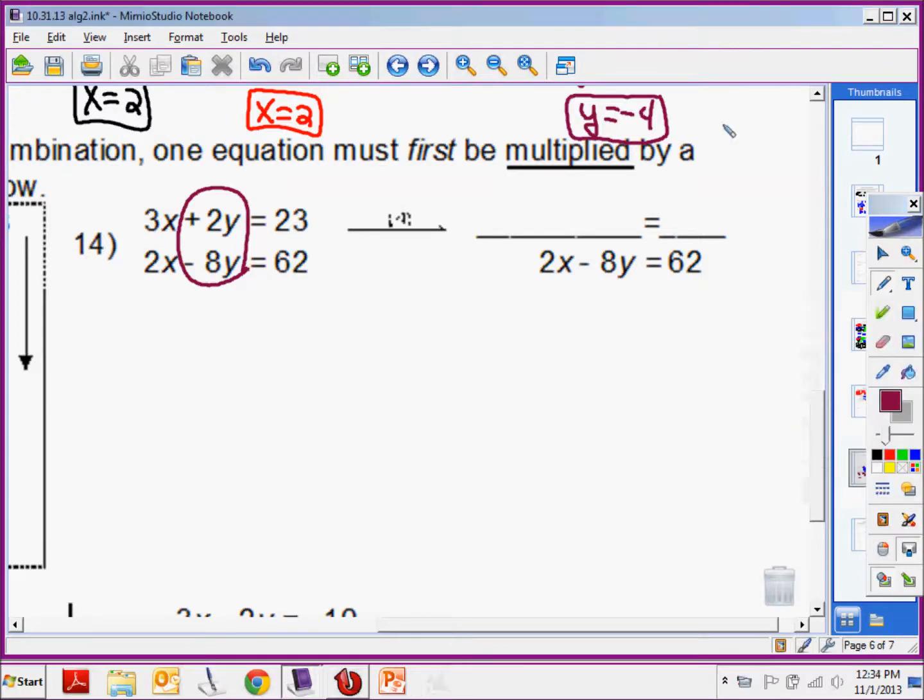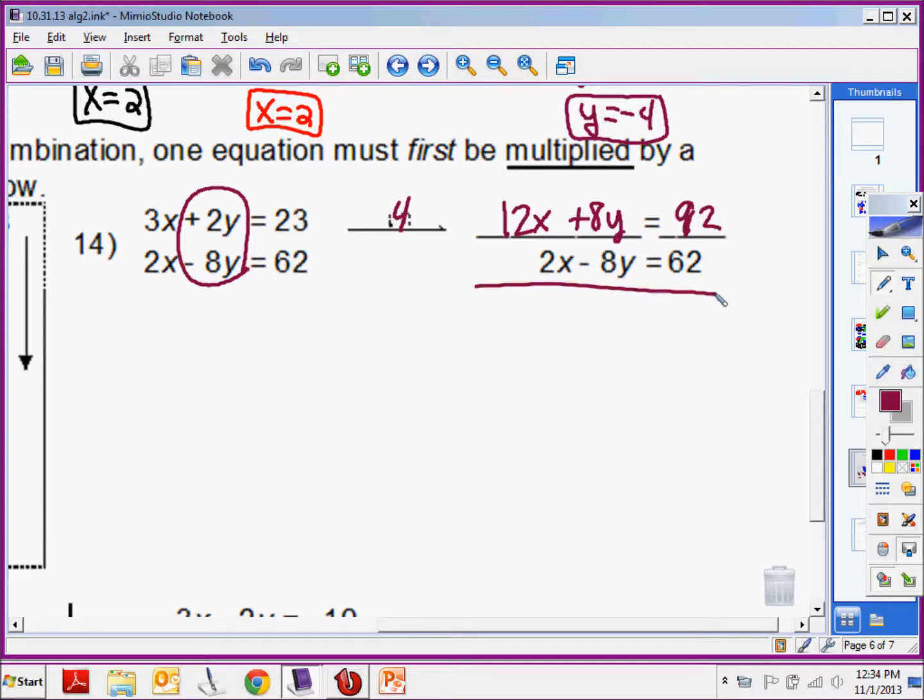All right, so what do we multiply by? 4. So I'm going to multiply everything in the top by 4. So 3 times 4 is 12x. 2 times 4 is 8y. And then 23 times 4 is 92. All right, now can I add them together to eliminate?